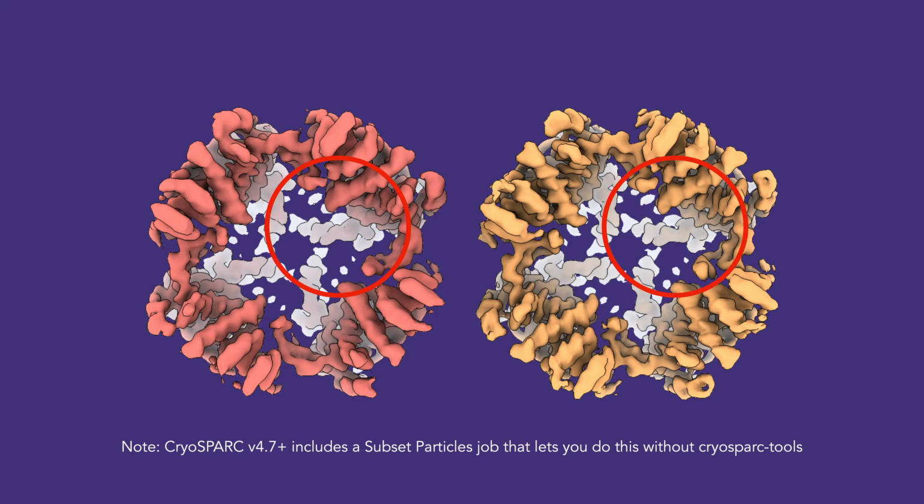By the way, you can now do this particle scale filtering without writing a script like this, using the subset particles job, which is available in CryoSPARC 4.7 and newer. But hopefully this has given you a good idea of how you might use CryoSPARC tools to implement something like that job yourself. Before we wrap up, I'll give you an overview of some other use cases that CryoSPARC tools is especially good for to give you some inspiration for how you might use it yourself.